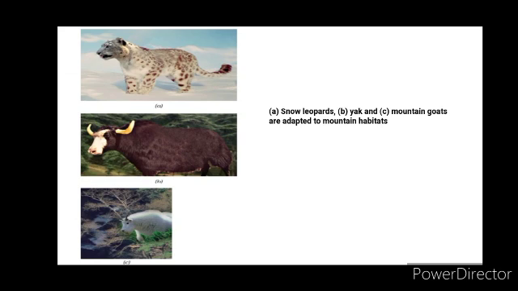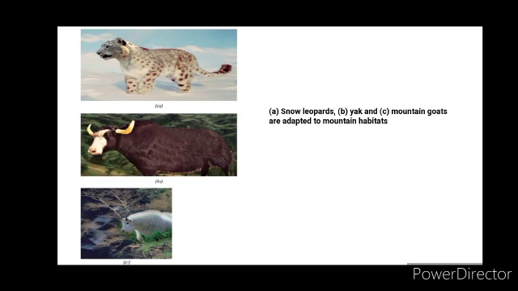The mountain goat has strong hooves for running up the rocky slopes of the mountains. As we go up in the mountainous regions, the surroundings change and we see different kinds of adaptations at different heights.